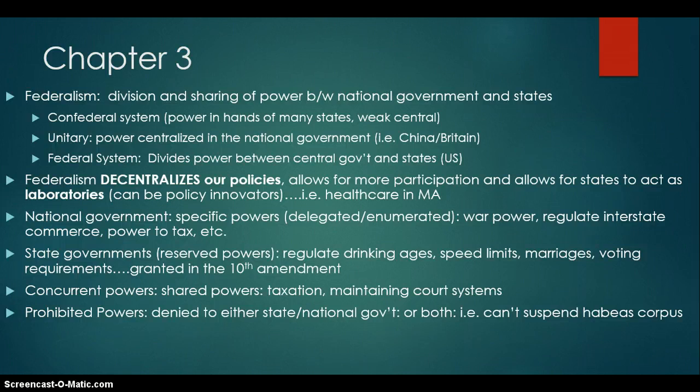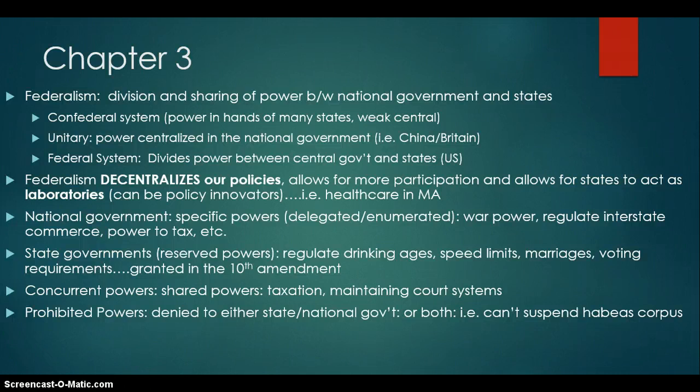There's also something called the unitary system of federalism, in which power is concentrated in the hands mainly of the national government. Good examples of this would be China and Great Britain. And then we have the federal system, which divides power between the central and the states. And a good example of this is, of course, the United States. Our federal system is what makes democracy work. And one good thing about federalism is that it decentralizes our policies and also allows for more opportunities to participate.